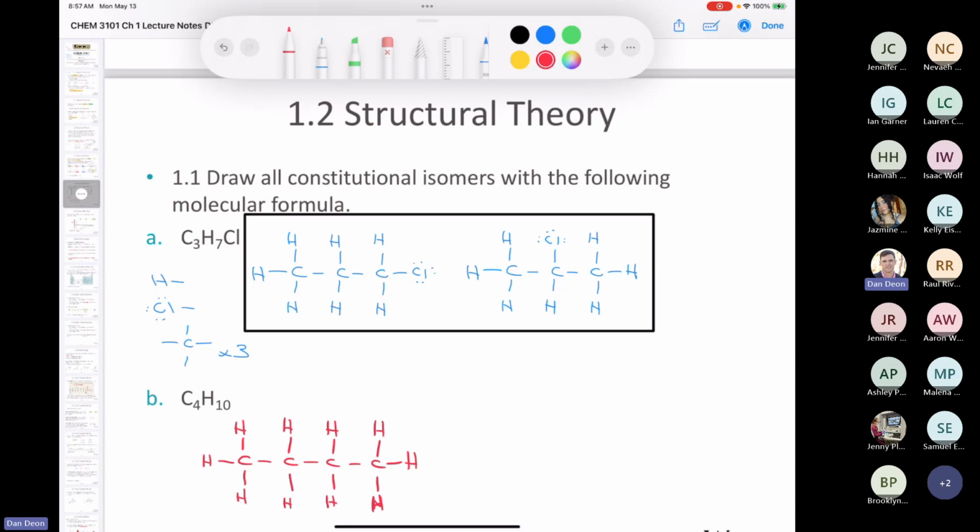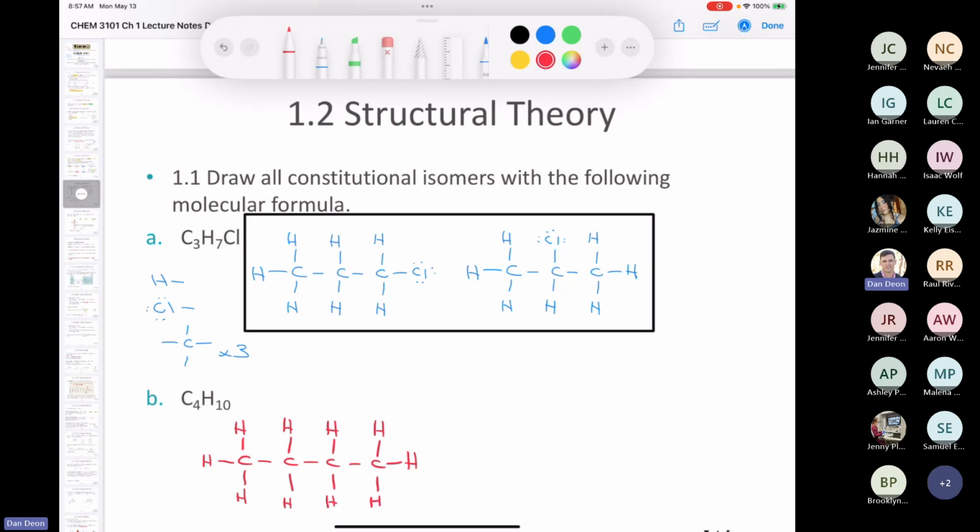Is there anything wrong with this Lewis structure that I've drawn? And again, it's not a trick question. I'm not trying to fool you or anything. Is there anything wrong with this Lewis structure? No, it's perfectly reasonable. There's nothing wrong with it at all. Okay, it's a perfectly reasonable Lewis structure.